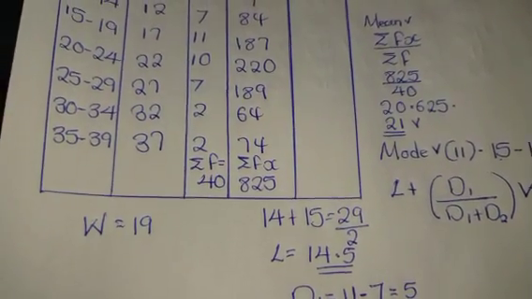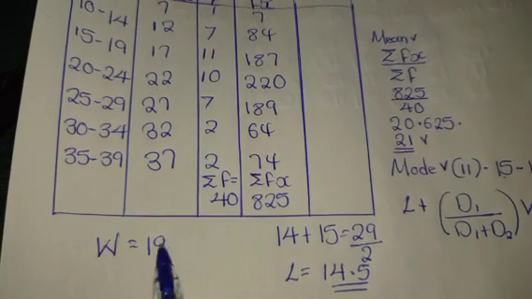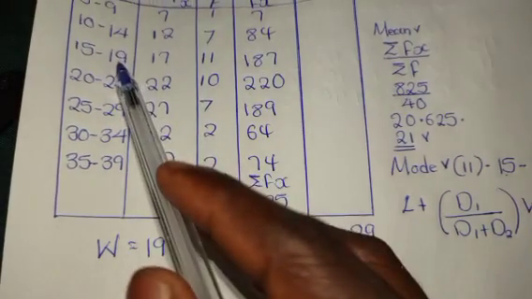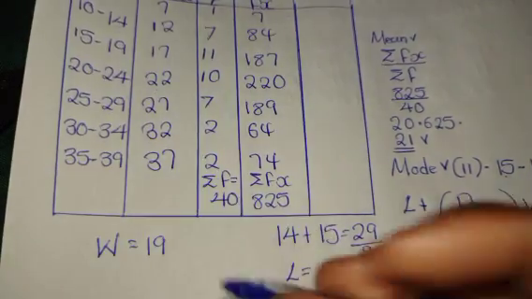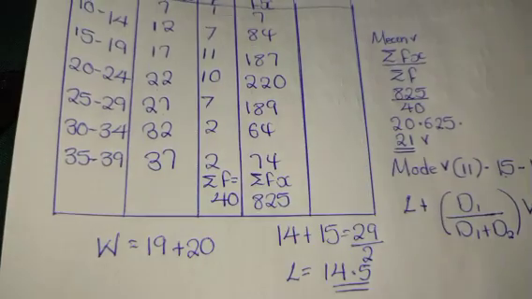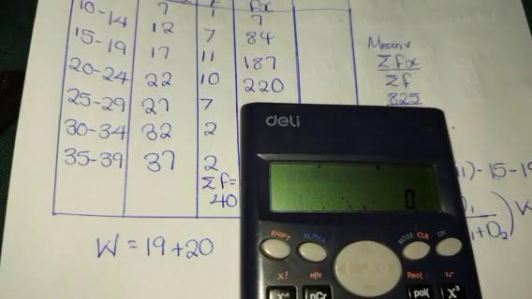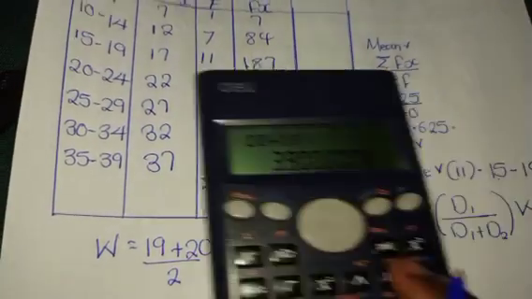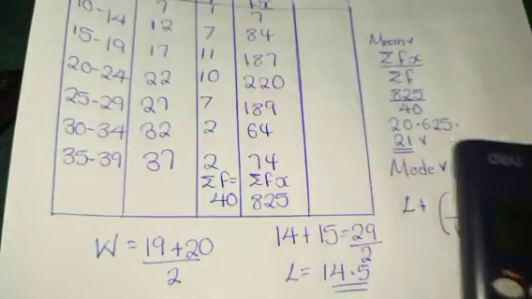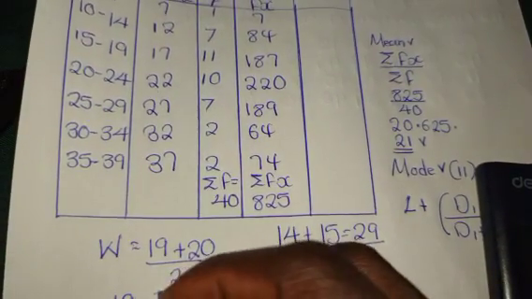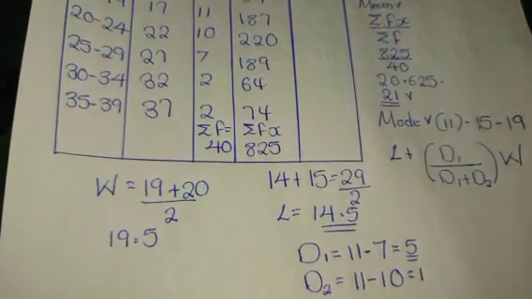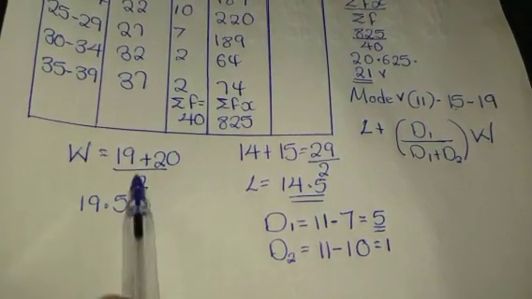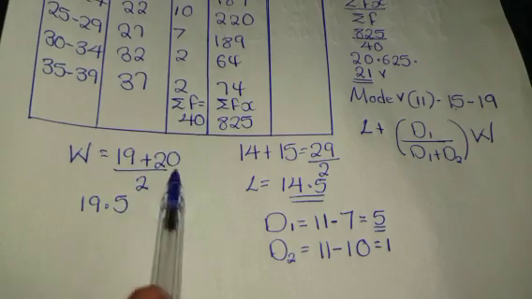So having gotten 19 to be the upper limit, you will now add it to the one which is next to the upper limit, but the next one in this case from 19 is 20. So you add 20 plus 19 and you get your answer to be 39. Then you will divide this value by 2, and we get our answer to be 19.5. So 19.5 is the value that we get when we divide 19 plus 20 by 2.